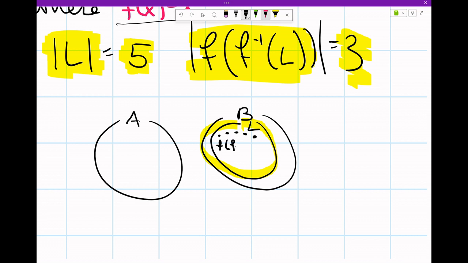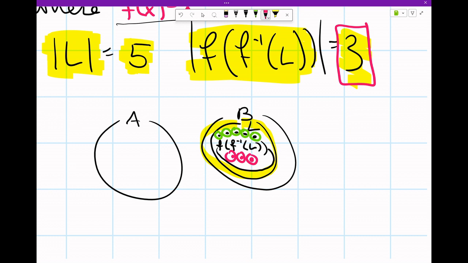F of F inverse of L. And I'm telling you right now that it is a subset of L. It is not as big as L. And here's why, because these 3 items are going to be in here. I started with 5 items, 1, 2, 3, 4, 5 items, and I'm going to end with these 3 items.